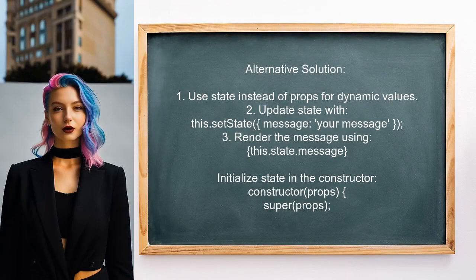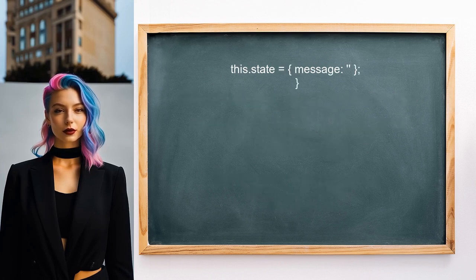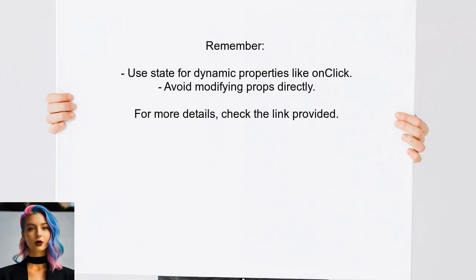An alternative solution suggests that instead of trying to set props directly, you should use state to manage dynamic values. Since props are static, if you need to change a value, store it in the component state. Additionally, the same approach applies to the onClick function. By using state, you can ensure that your component behaves as expected without encountering errors.